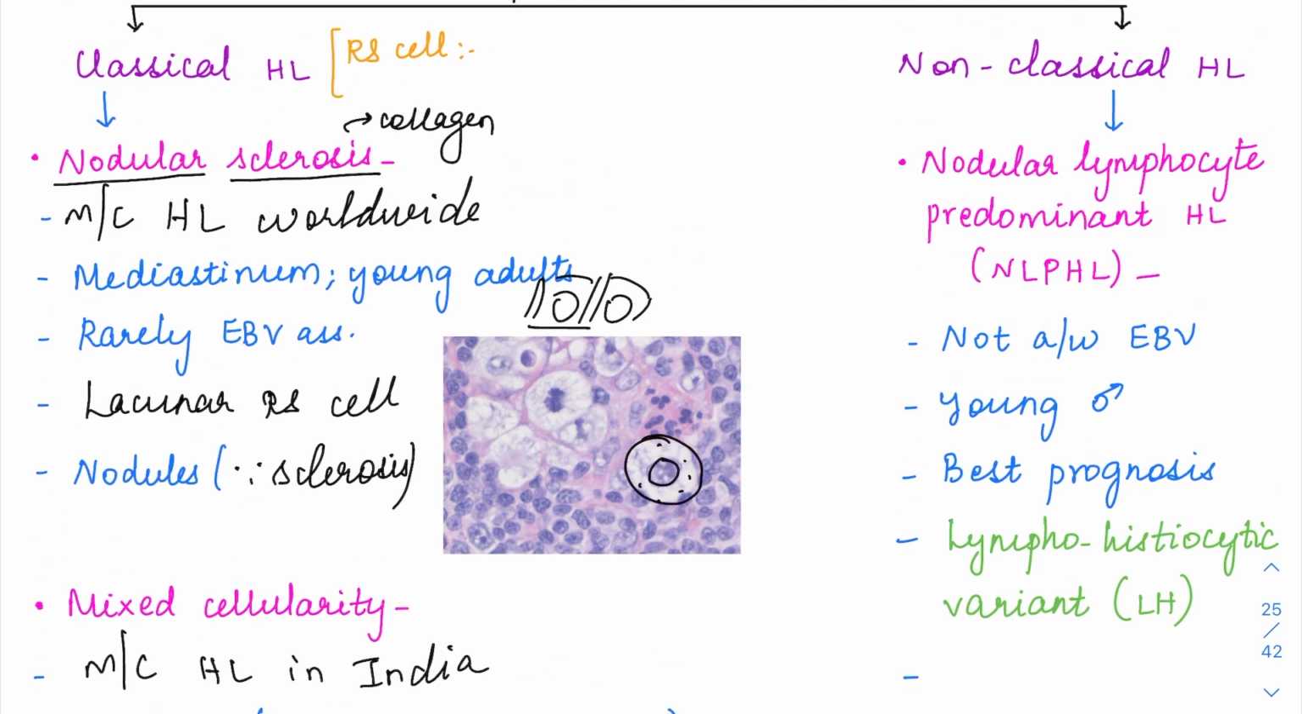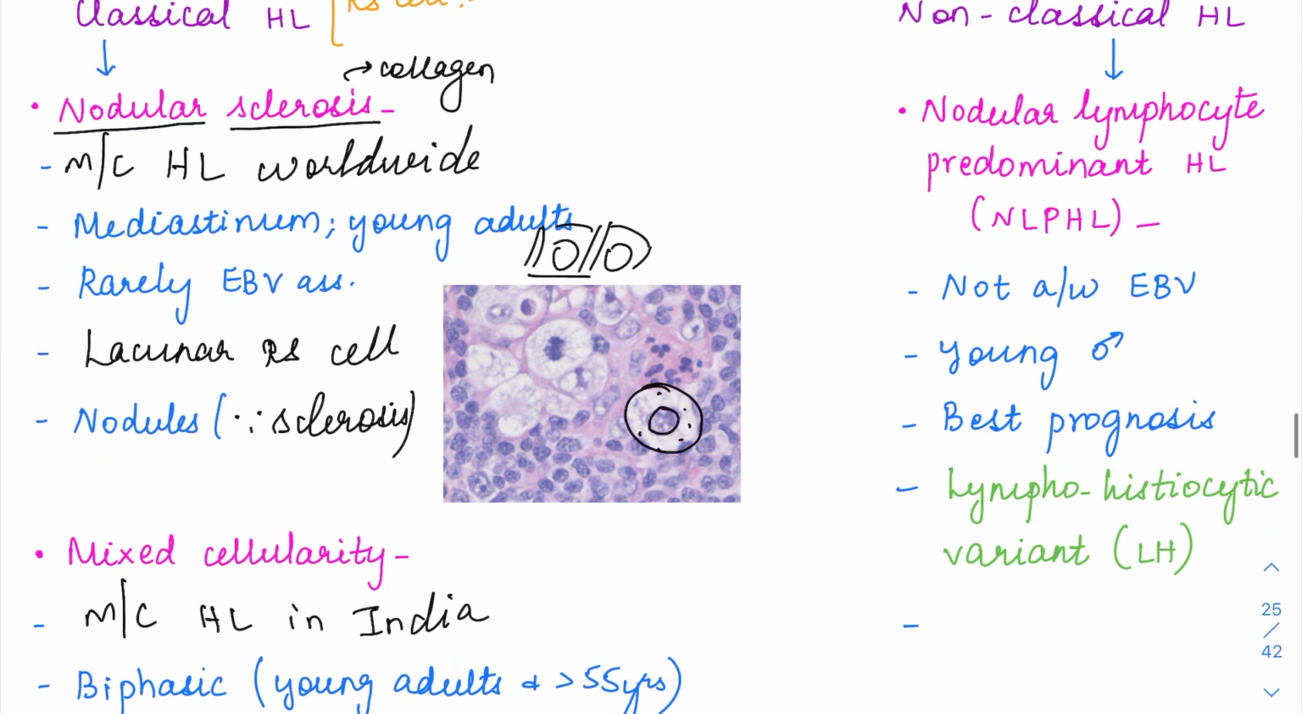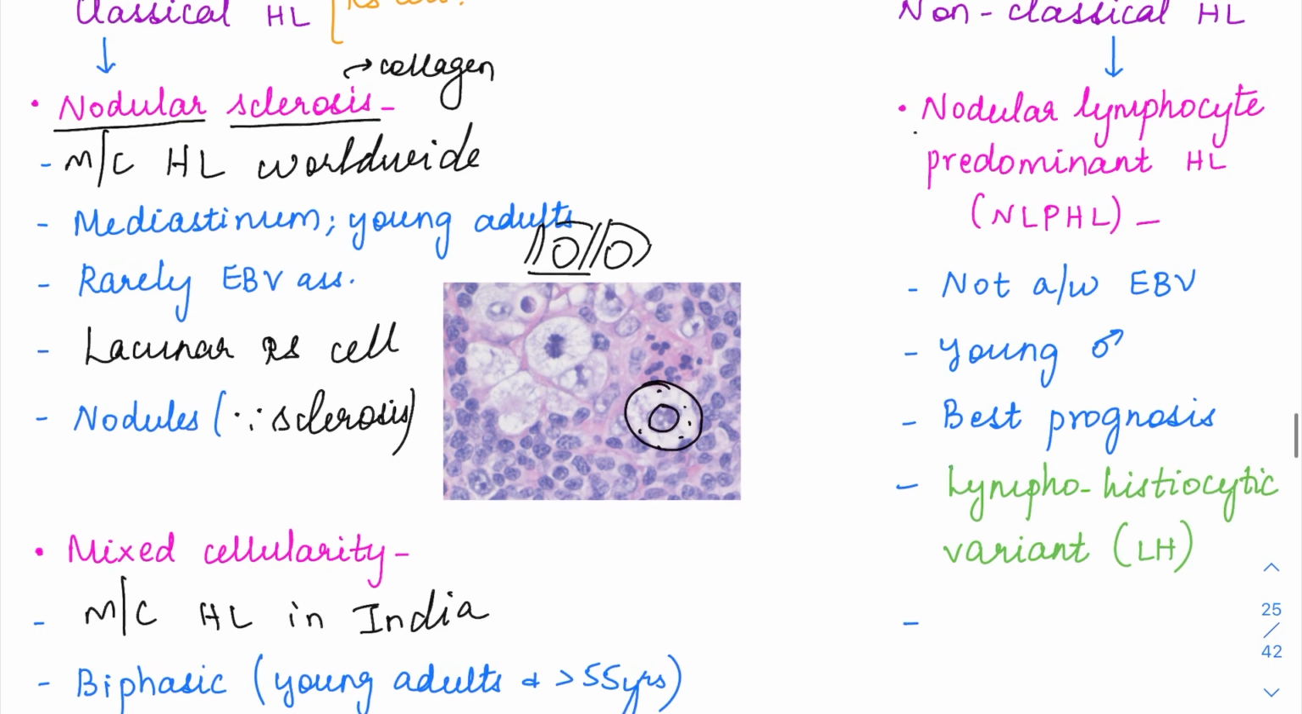Then moving on to non-classical Hodgkin's lymphoma. Under this we have only one subtype, which is the nodular lymphocyte predominant Hodgkin's lymphoma, NLPHL. As the name suggests, here again there is going to be formation of nodules, and lots of lymphocytes. So there are nodules like in nodular sclerosis. This is again going to form proper nodules.